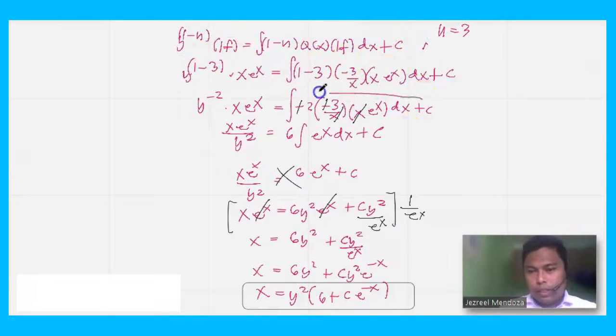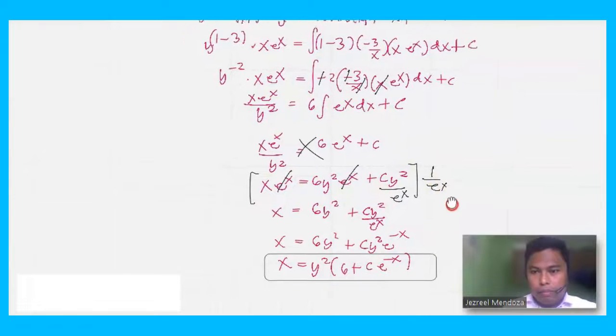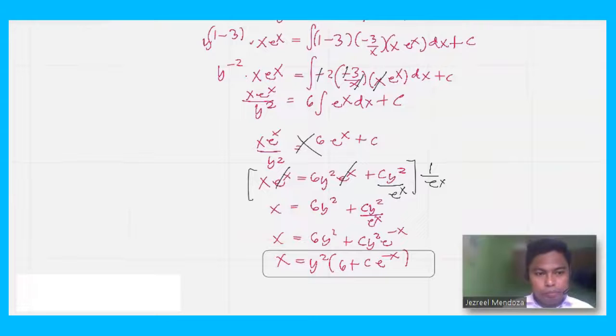Then next is to get the integration or cancellation method. If we can cancel variables, then from this we can arrive at the answer. Our solution to the differential equation, or Bernoulli equation, is x is equal to y squared times 6 plus c e to the negative x. So this will be our general solution. Thank you for listening.